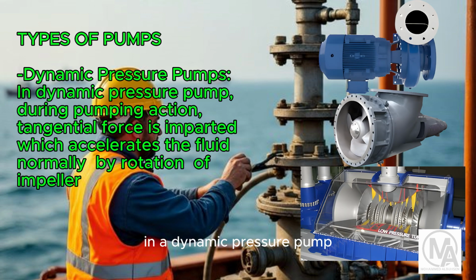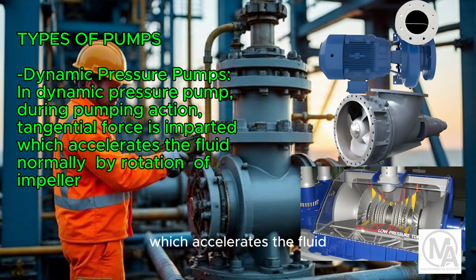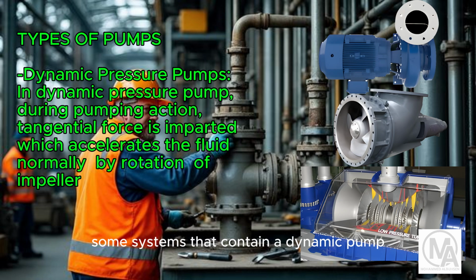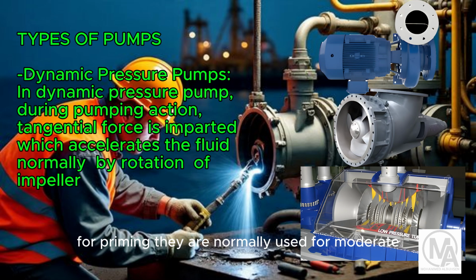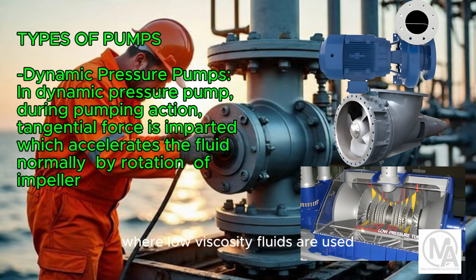In a dynamic pressure pump, during pumping action, tangential force is imparted, which accelerates the fluid normally by rotation of the impeller. Some systems that contain a dynamic pump may require a positive displacement pump for priming. They are normally used for moderate to high discharge rate. The pressure differential range for this type of pump is low to moderate. They are popularly used in systems where low viscosity fluids are used.